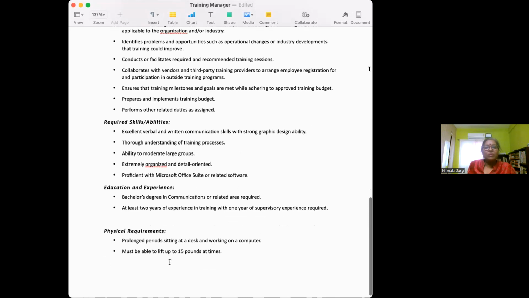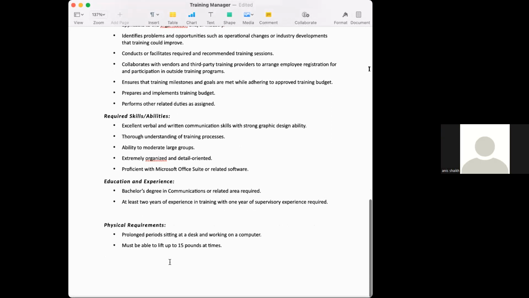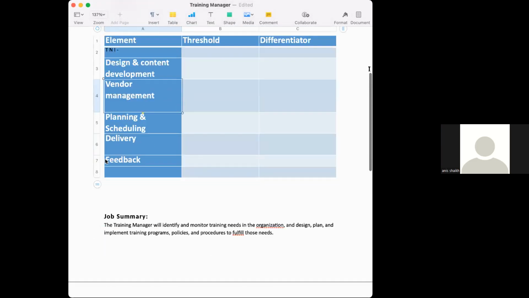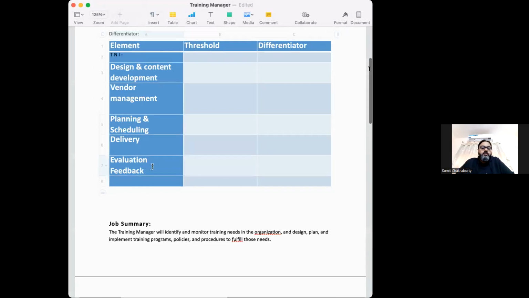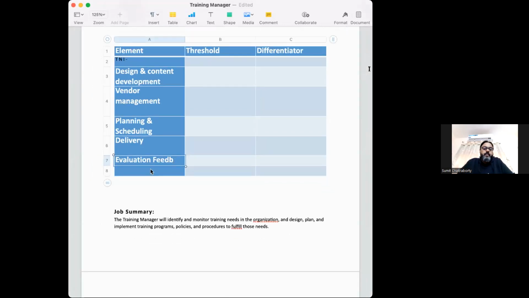Prepares and implements, so that will be the training budget, okay? Performs other related duties as assigned. One thing you can add, no? Evaluation of trainings. Evaluation you can put last. Feedback? Evaluation is better. You can remove that feedback word. That's it, evaluation. Those are the four or five major content elements.